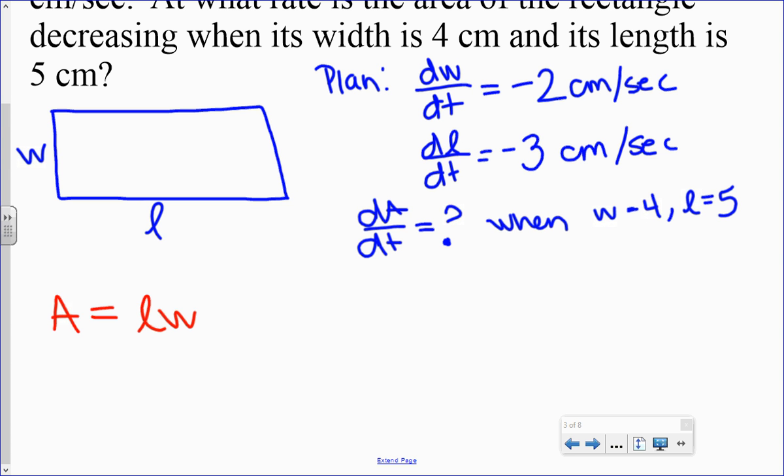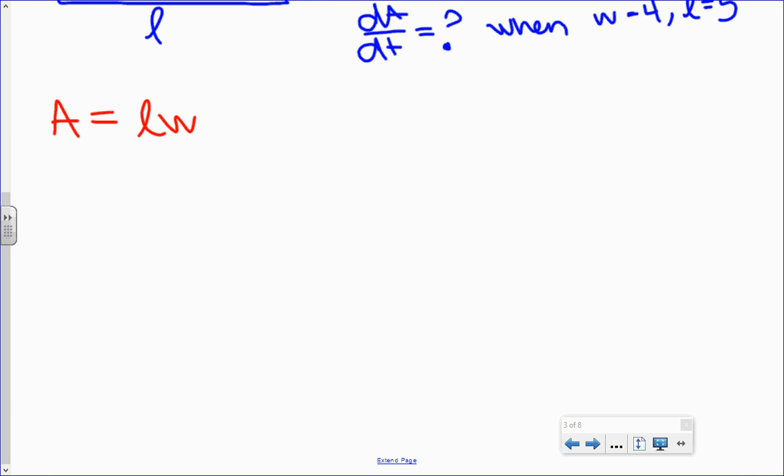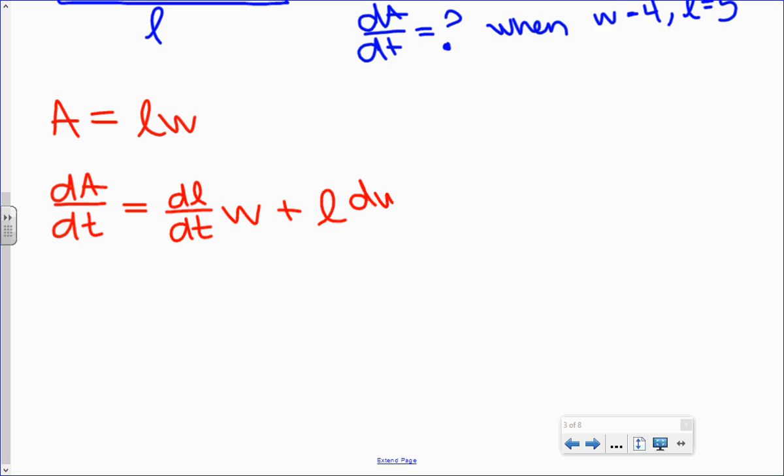derive. Okay, the derivative of A with respect to time is dA/dt. LW, what do we need to use there? A product rule. So we have the derivative of L times W plus L times the derivative of W.